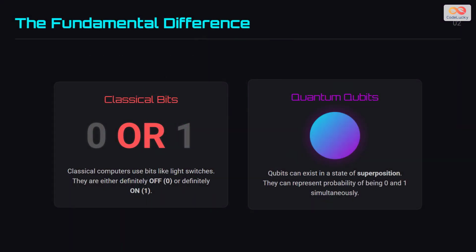To understand supremacy, we first need to understand the machine. Your laptop, your phone, and even the world's biggest supercomputers are classical. They use bits. A bit is a switch. It is either off, representing 0, or on, representing 1. It can never be both. This binary logic is the foundation of our entire digital world.